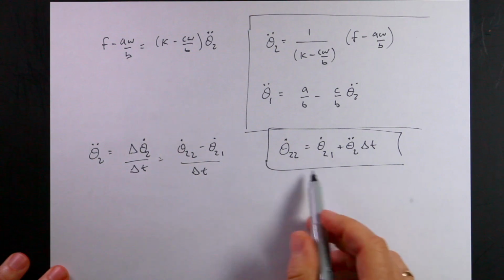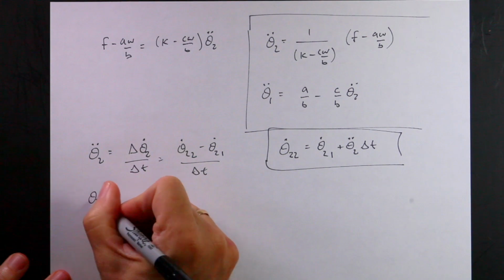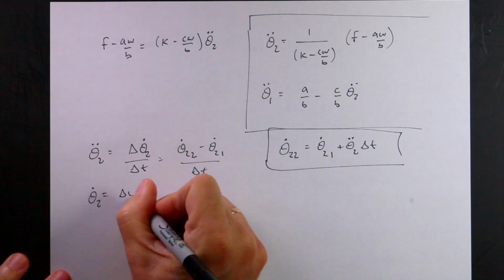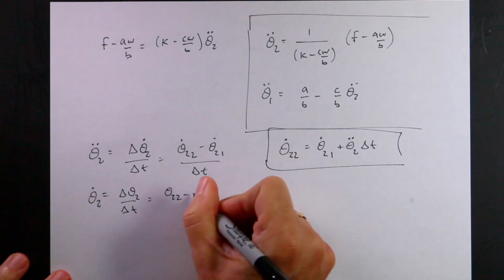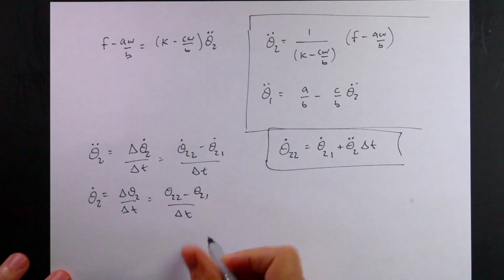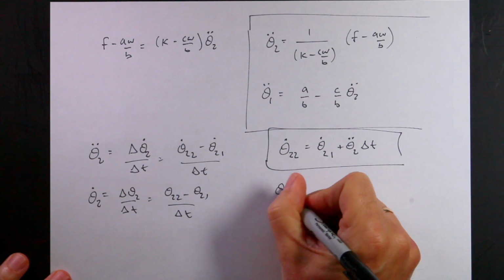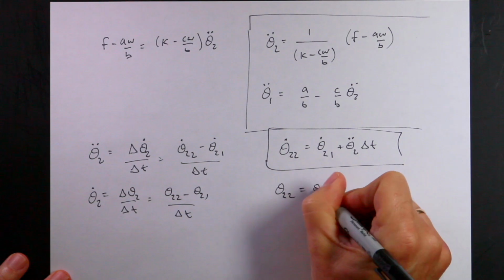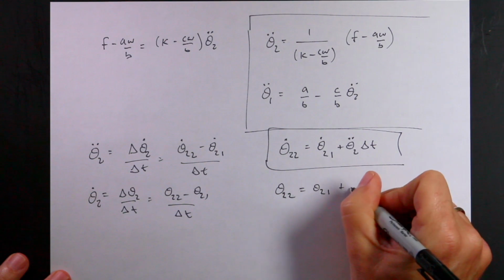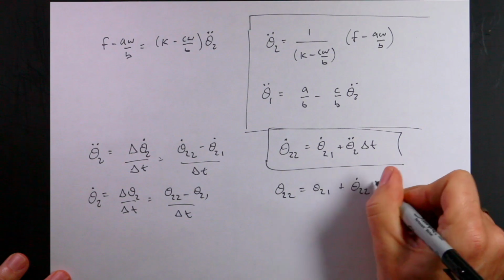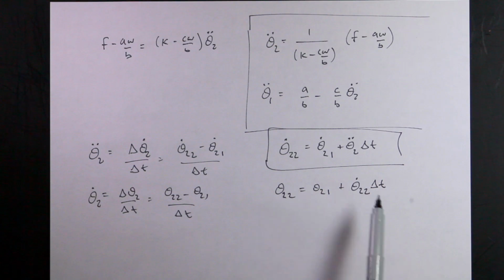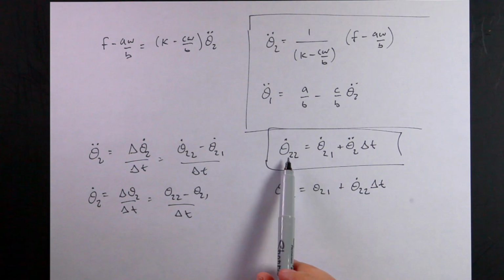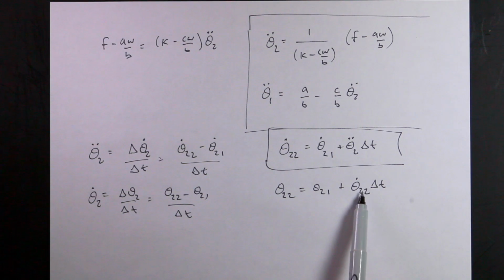But now if I go on and I'm still looking at theta 2, theta 2 dot is equal to the delta theta 2 over delta t. That's going to be theta 2, 2 minus theta 2, 1 over delta t. Multiply both sides by delta t, and I get theta 2, 2 equals theta 2, 1 plus theta 2, 2 dot delta t. Okay, so now I just did the same thing, but what I did change is, since I just calculated the new angular velocity, I'm going to use the angular velocity at the end of the time interval, not at the beginning.